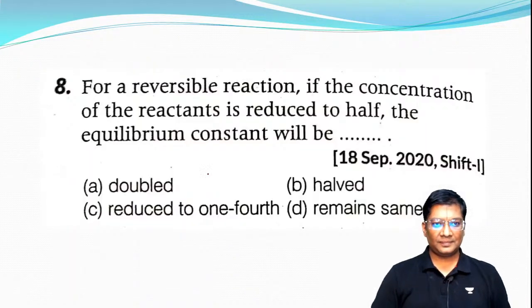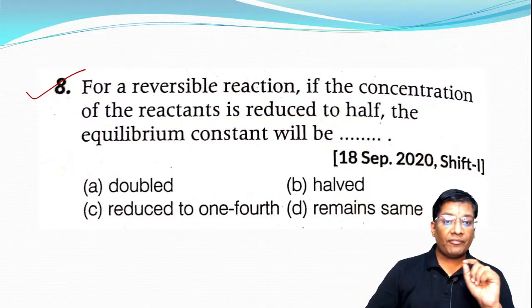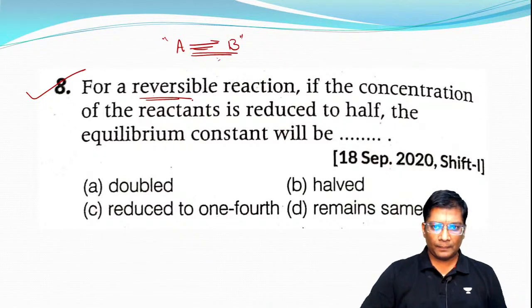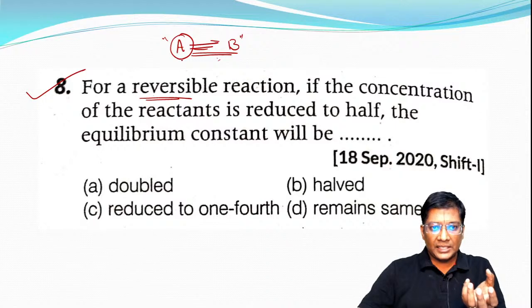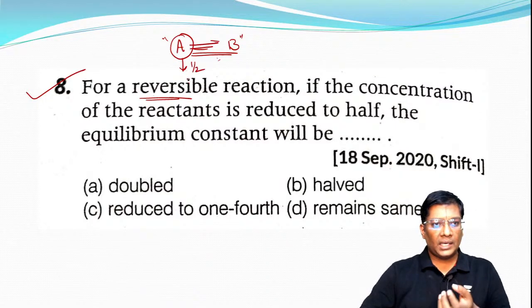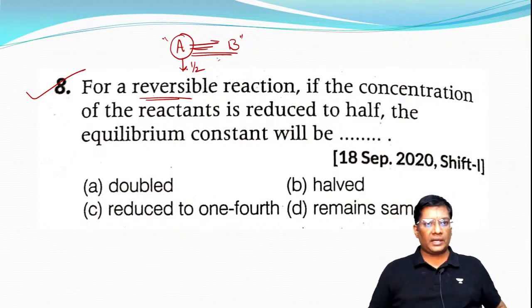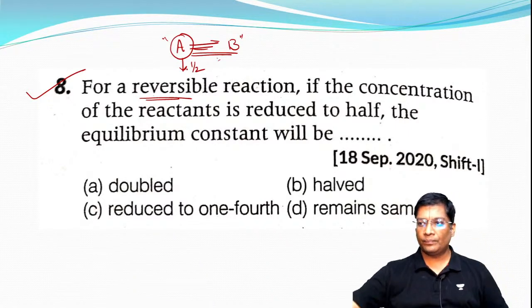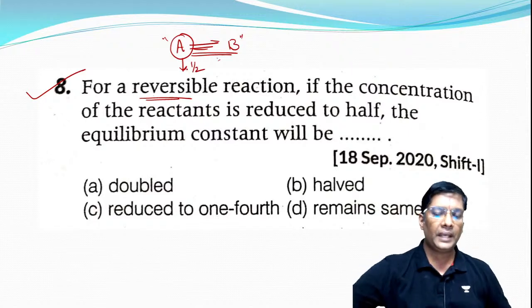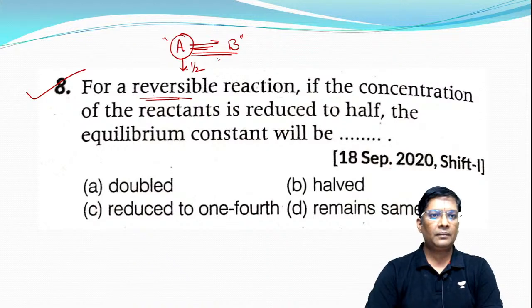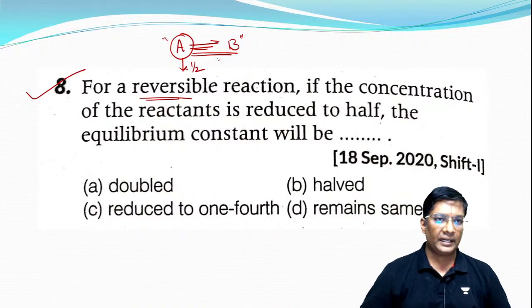Coming to the next question. For a reversible reaction, suppose you take A reversible gives rise to B. Suppose you take this type of chemical reaction, and the concentration of the reactants is reduced to half. What will the equilibrium constant be? Equilibrium constant will be dash. That is the question. What happens to the equilibrium constant? Anyone please tell me.